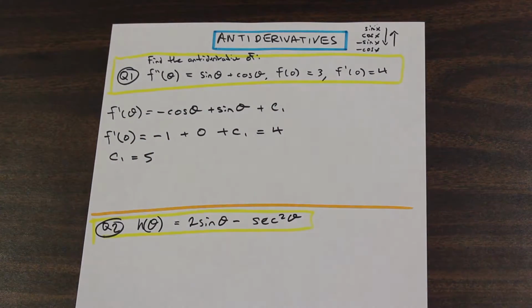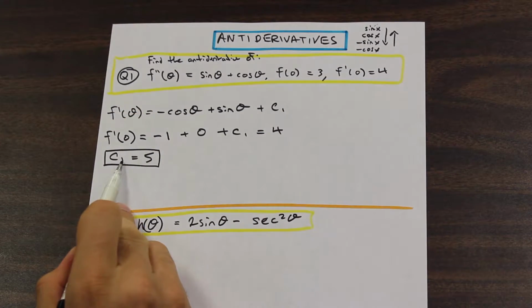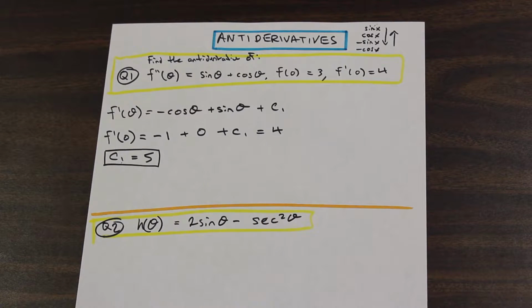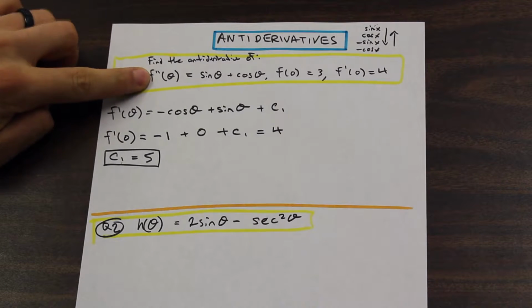Perfect. And you might be asking, why did I put c1? Why is it sub 1? Because in questions like this, we may end up having more than one c, because as you can see, it's the second derivative.